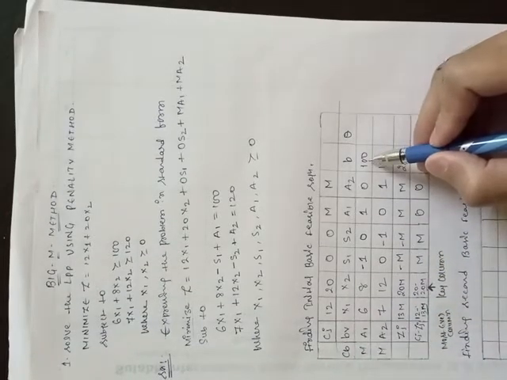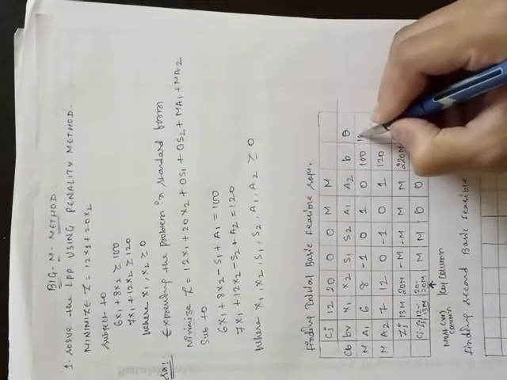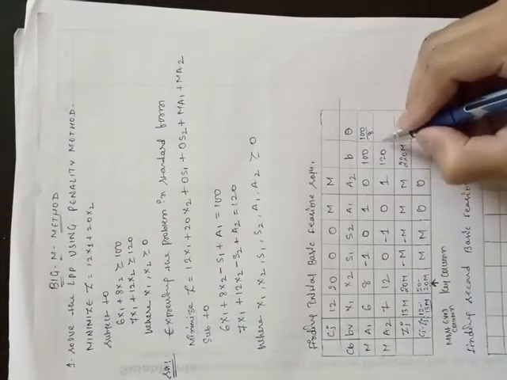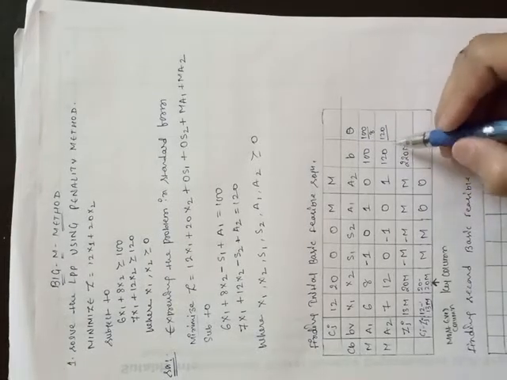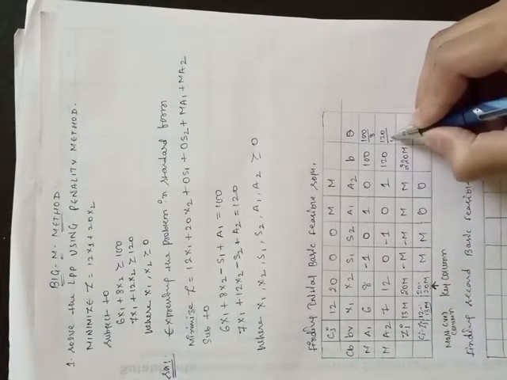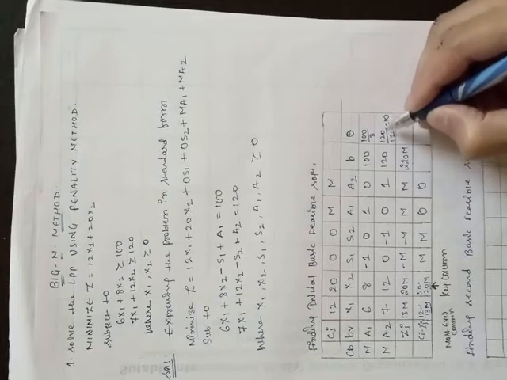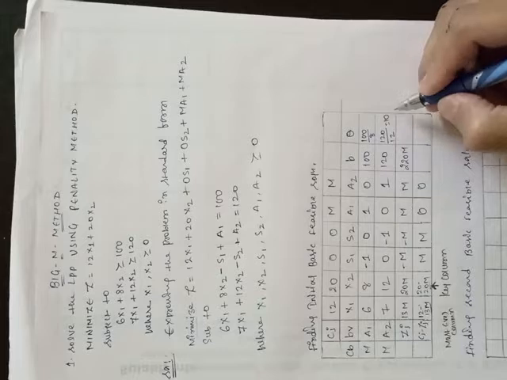Suppose here 100 is there, so 100 is divided by 8. Again 120 divided by 12. So 120 divided by 12 is 10, and this is 25 by 2.